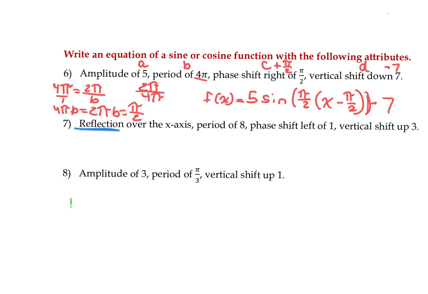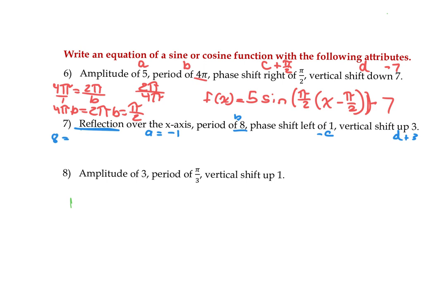Okay, the next one, reflection over the x-axis. That makes my a, just so I don't forget, a -1. There is no amplitude, so I've got to remember the negative. Period of 8, that's where I'm going to get my b value. Shift left, that's my c value, so that's a negative. And shift up is +3, and that's my d value.